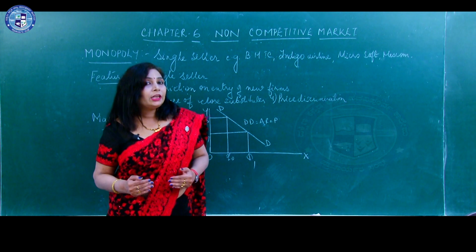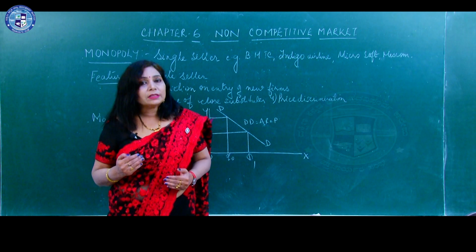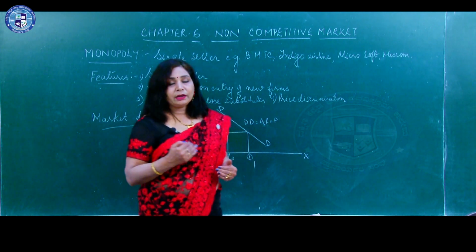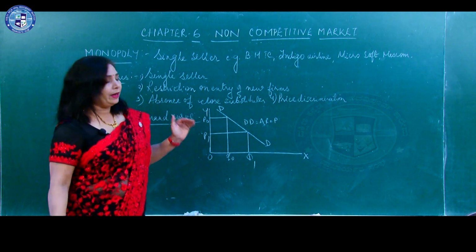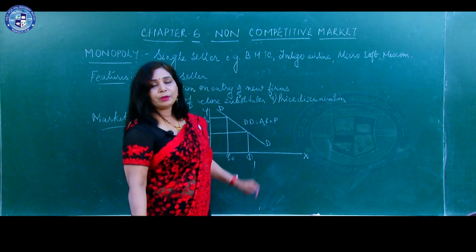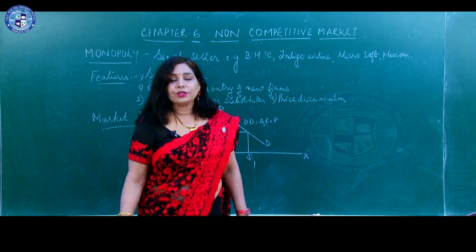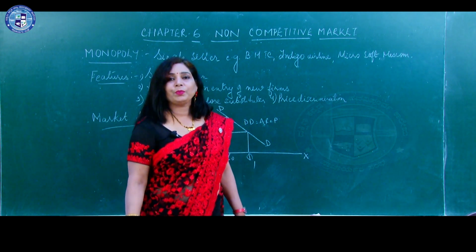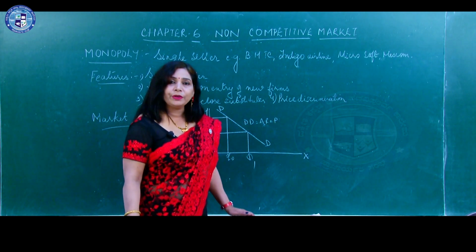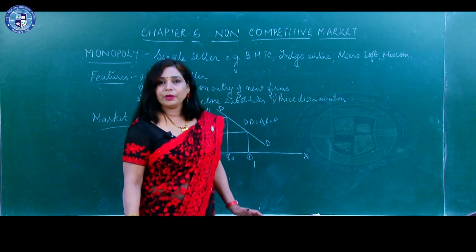What does it mean? It says that when the price is more, the demand is less, and similarly when the price is less, the demand is more. So, here what do we find? When you see the demand curve of a monopolist, DD shows the demand curve, and the demand curve is also called the average revenue or the price, as we have already studied. So, the demand curve is also called the average revenue. It is also called the price, that we have already studied in the previous class.